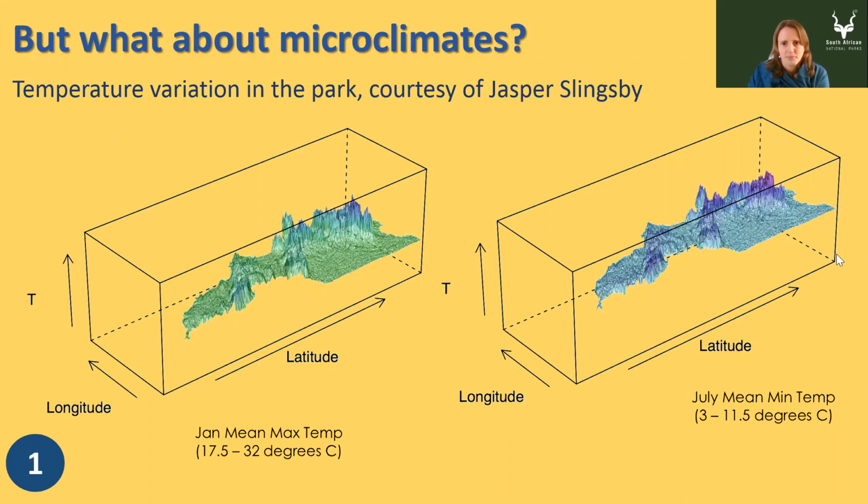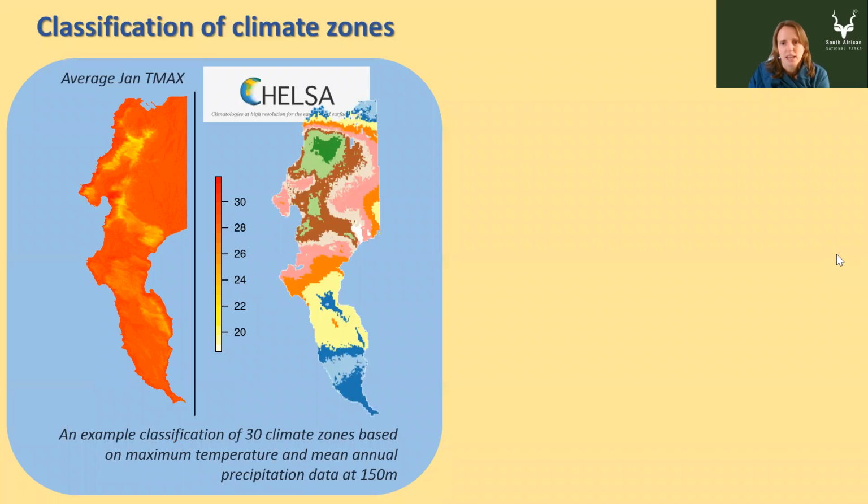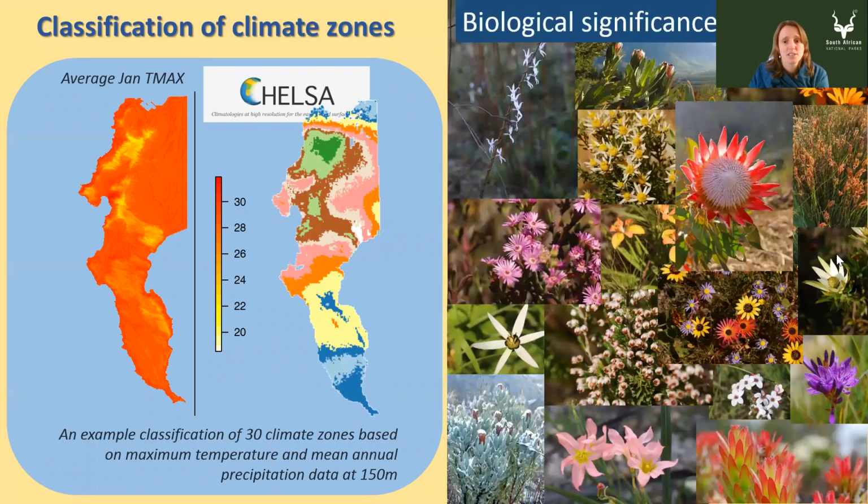Now, how to use this information is a bit of a developing field. You can see here that mapping climate zones can be divided into physical and species-based approaches, but there are a range of methods within each one. So we've developed a number of physical approaches to mapping the zones in Table Mountain Park. So the one that you can see here, we've combined temperature and rainfall information to produce 30 unique climate zones. However, the biological significance of these zones remains to be tested.